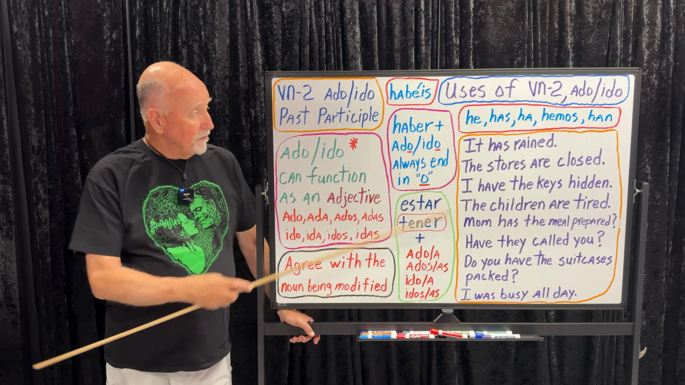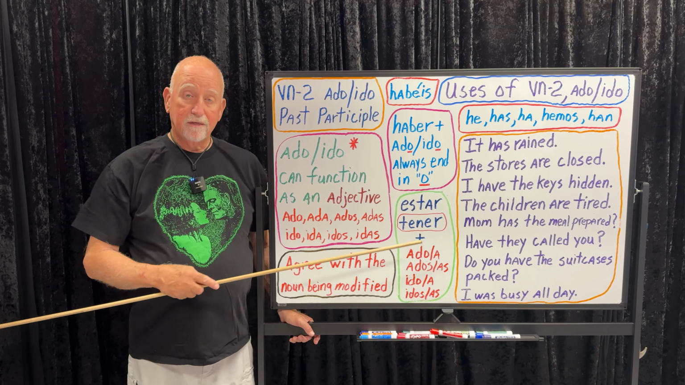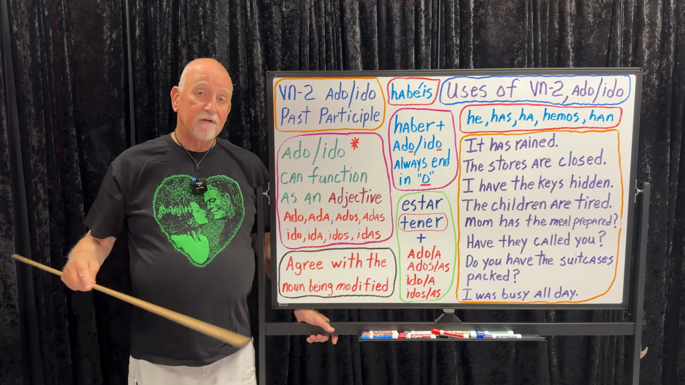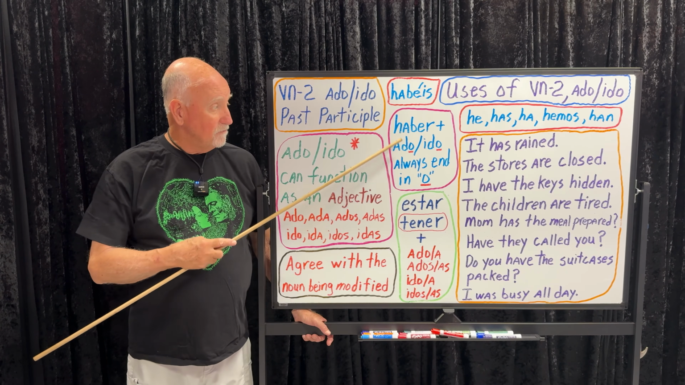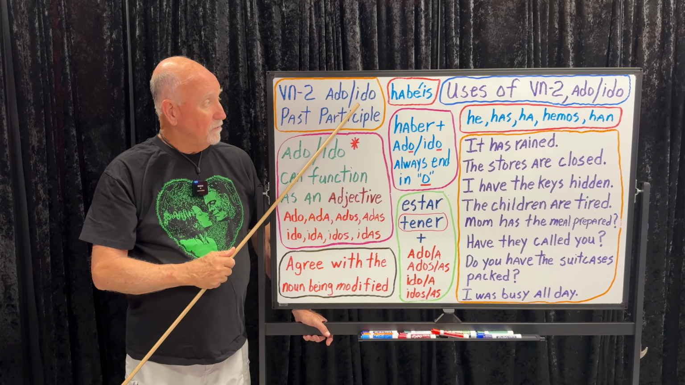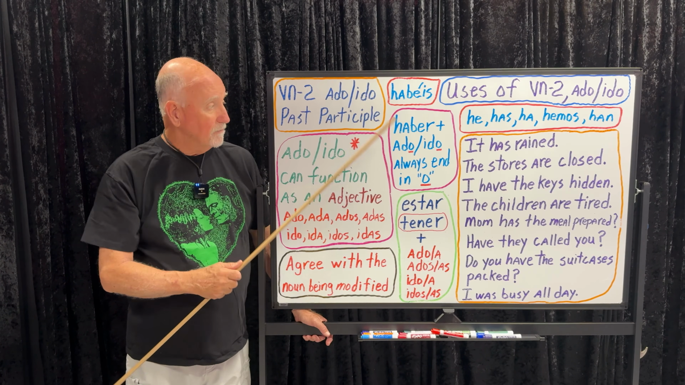So here we go. It has rained. We either have haber, estar, or tener. Those are our three choices. To say that you have done something or something has happened, it's going to be the verb haber. So it has rained would be ha. Let's take llover right here, and we have llovido. Ha llovido. It has rained.